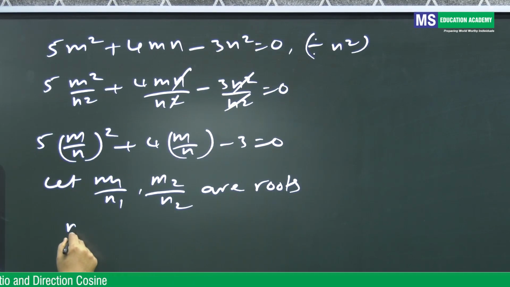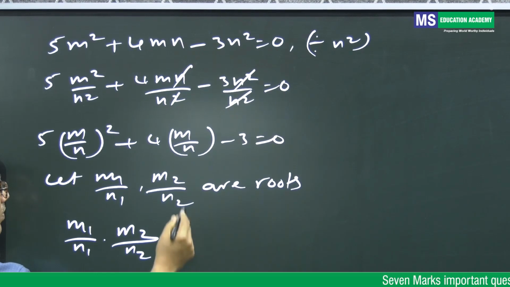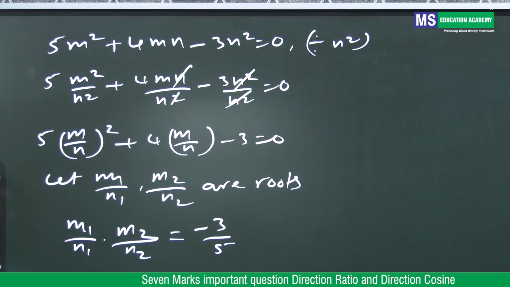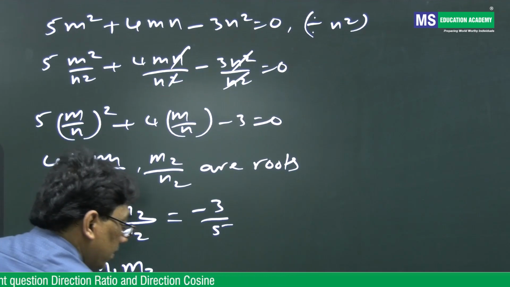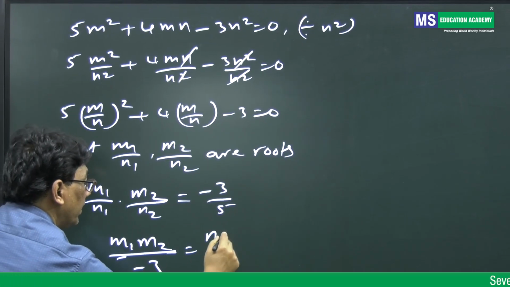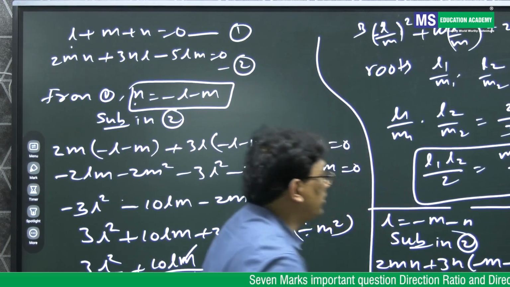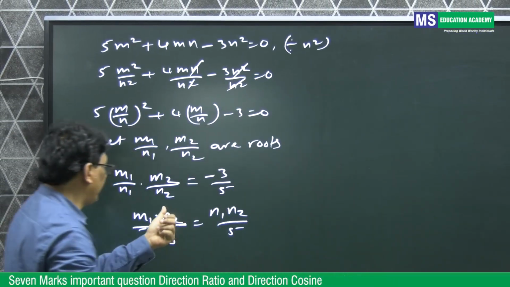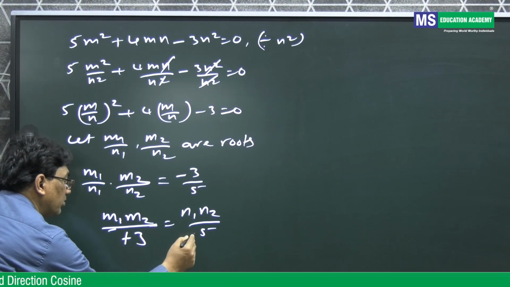Then the product of the roots, m1 by n1 into m2 by n2, is equal to c by a, minus 3 by 5. Same interchanging concept: m1 m2 by minus 3 is equal to n1 n2 by 5. See, if you observe in the earlier relation, m1 m2 by plus 3 is there. That's why here also m1 m2 by plus 3 is required to compare. So this minus you can multiply; this minus comes to the right side.